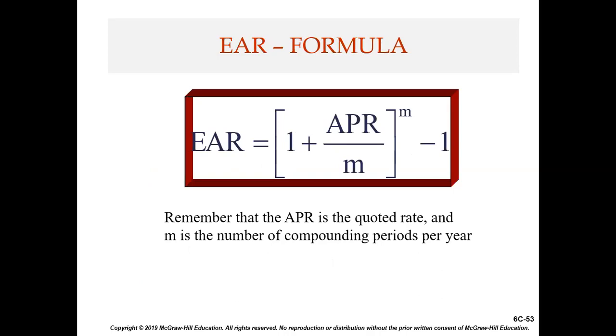So there is your formula again: 1 plus the annual percentage rate divided by the number of periods, monthly periods or whatever periods there are. And it's the number of compounding periods per year. So in this case, we're talking about monthly, so it would have been 12, but that's what your M represents. And then subtract 1. So that's another way of getting it quickly.